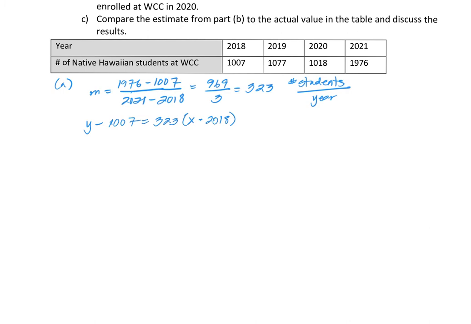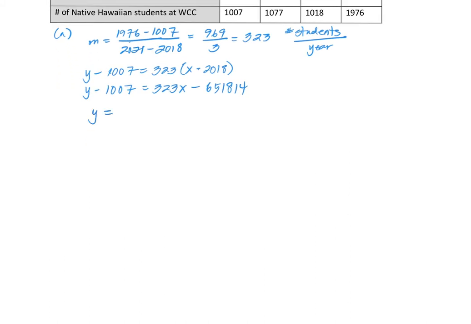And I'm pretty sure I'm going to need to use a calculator for this. So I have 323x minus, in a calculator, I have 651,814. Again, double check me on that. Or maybe I'll do the other method where I start out with the slope-intercept form and see if these two equations that I get will be the same. Maybe I'll check that way. The last thing I want to do is add 1007 to both sides. And when I do that, again, I'm just using a calculator. I have a minus 650,807.